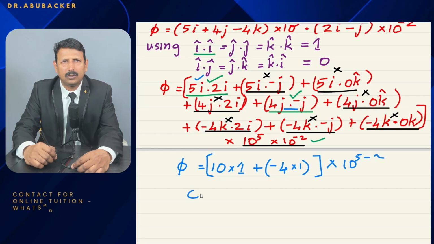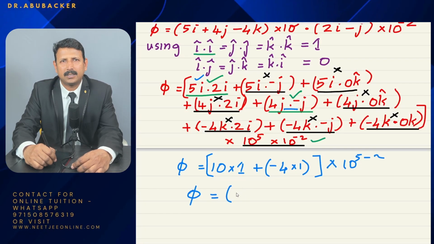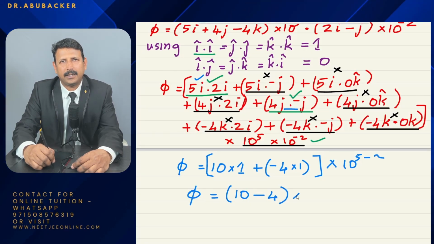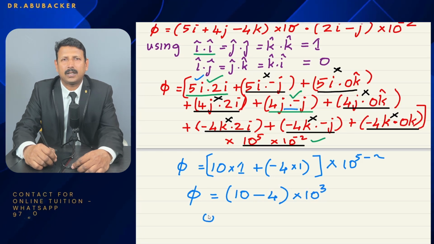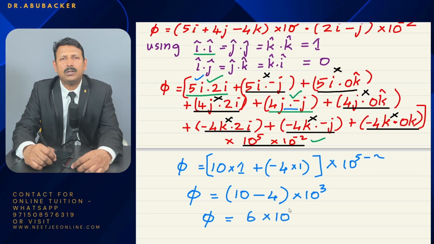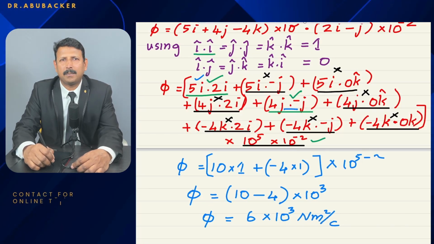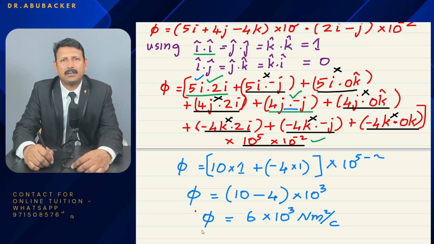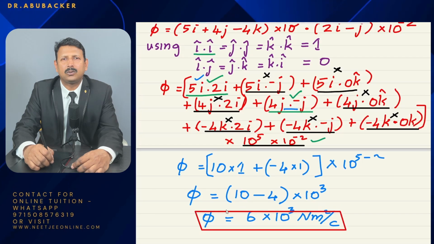Now the answer writing. The first part exists: 5 into 2 is 10, 10 into 1 is 10. Plus, the second, 4j into minus j, we expect a minus answer because one is positive and one is negative: minus 4. The third one does not exist in this question, so I am not writing it. Then 10 raised to 5 minus 2. So flux is equal to 10 minus 4 into 10 raised to 3.